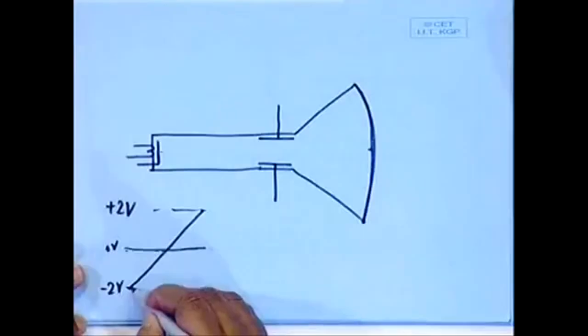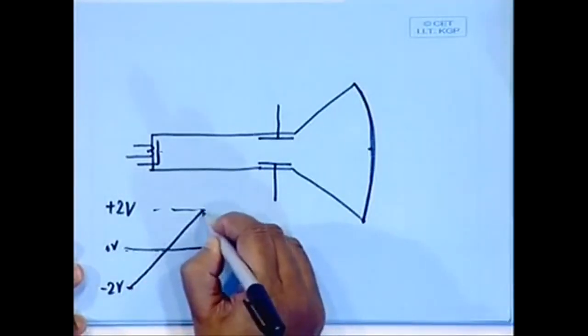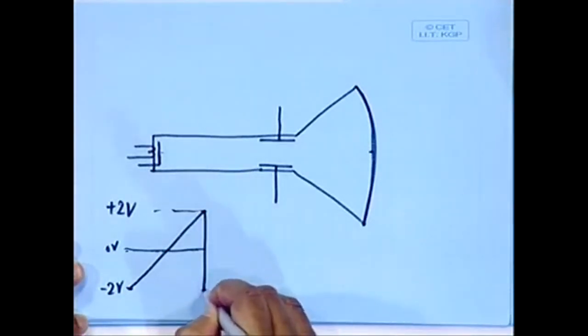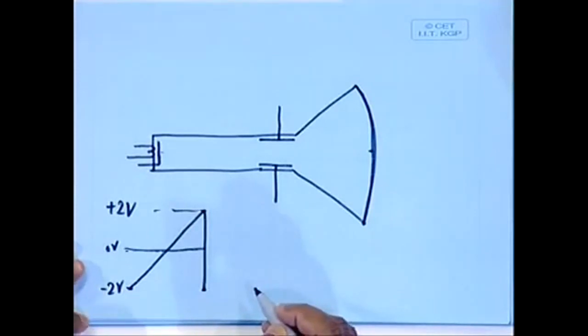So, if I continuously keep changing this voltage from minus 2 volts to plus 2 volts, then it will go from the left hand side to the right hand side. Again, after it goes from minus 2 volts to plus 2 volts, if I immediately bring back the voltage to minus 2 volts, then what happens? Then the electron beam goes to the extreme left hand side once again.